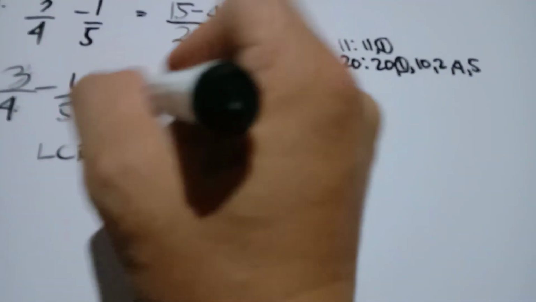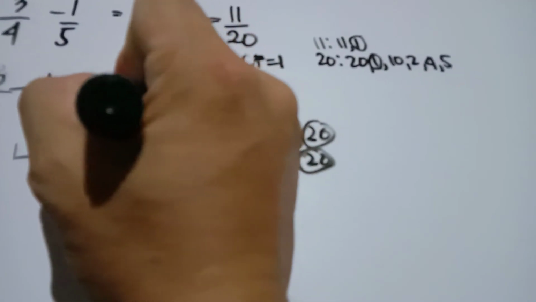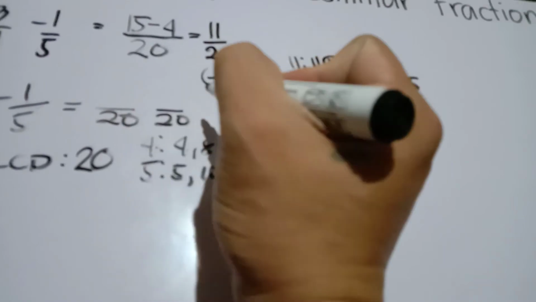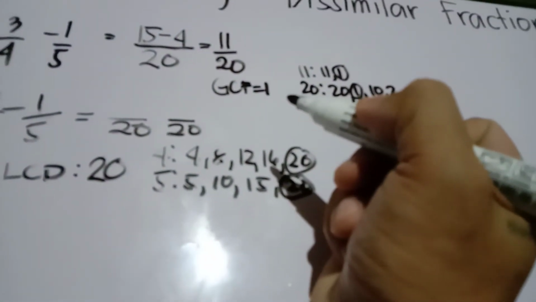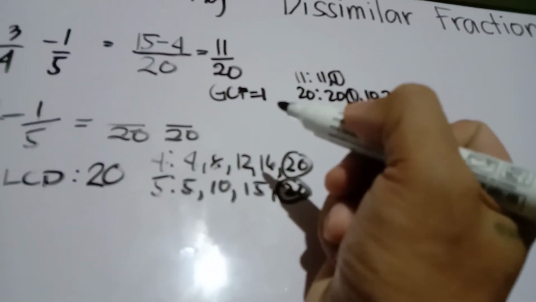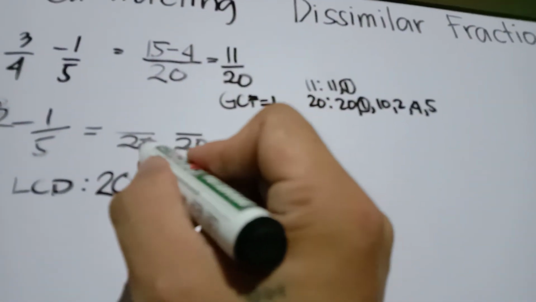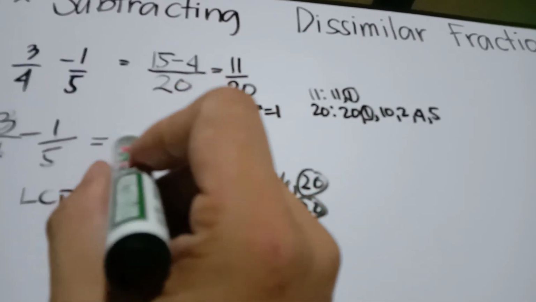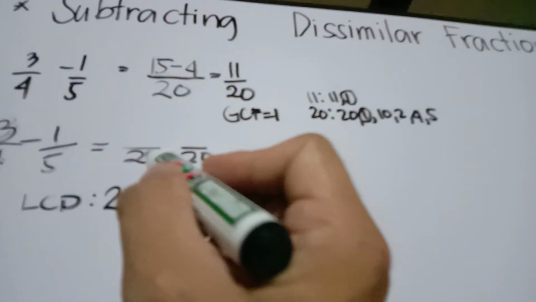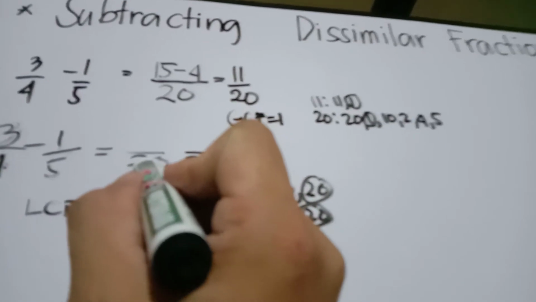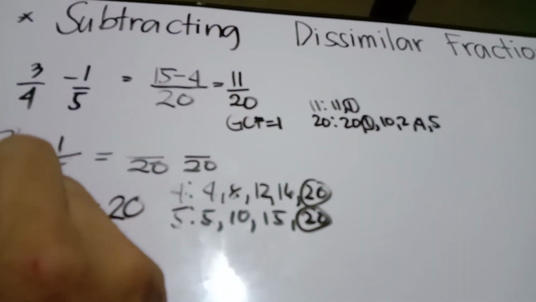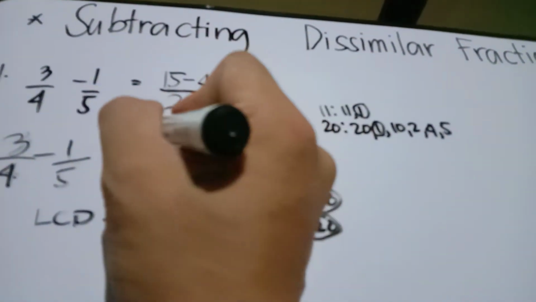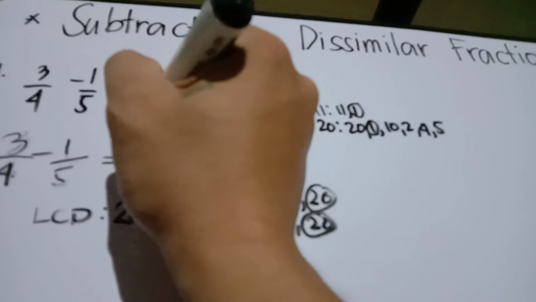Now, what are we going to do with the LCD? Gagamitin natin si LCD as our new denominator. What's next? Next step is we are going to look for the new numerators to get the equivalent fractions of 3/4 and 1/5. Just simply divide 20 by the original denominator. So 20 divided by 4 is equal to 5. And 5 times 3 is equal to 15.